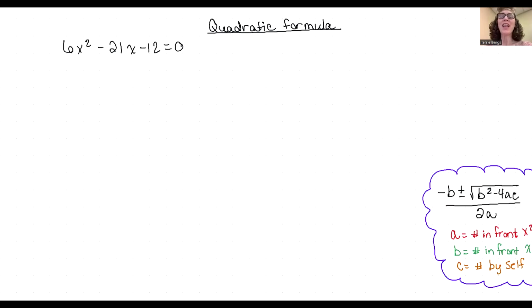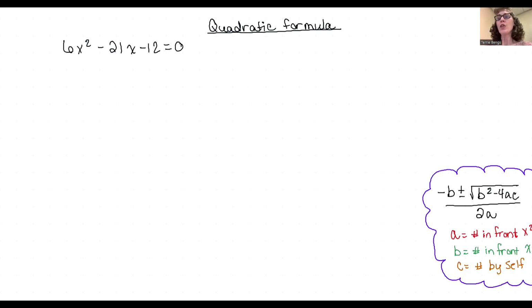This is Terry, and in this video, we're going to talk about the quadratic formula. The quadratic formula is used a lot when we're solving for x and we're having a hard time factoring. If you look on the right-hand side of the screen, I have the quadratic formula written out. It is minus b plus or minus the square root of b squared minus 4ac all over 2a.